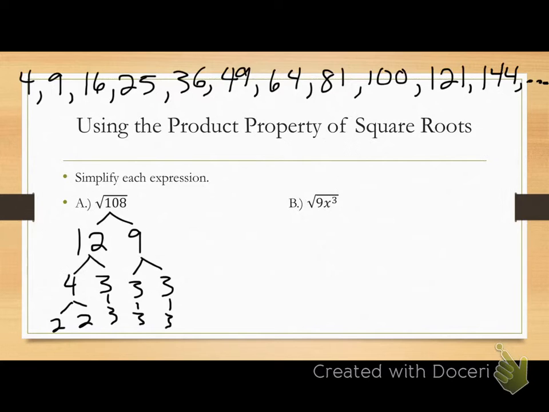So there's my prime factorization of 108. 2 times 2 times 3 times 3 times 3. What's the index of my radical? 2. So I'm looking for pairs of numbers, 2 of the same thing. Okay? Do I have any pairs here? Pair of what? 2s. Pair of what? 3s. Any other pairs? No. What do I do if it has a pair?